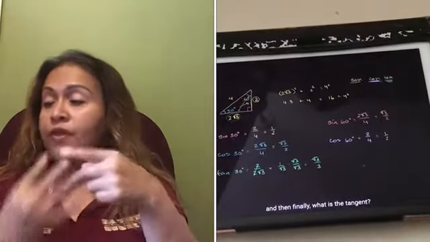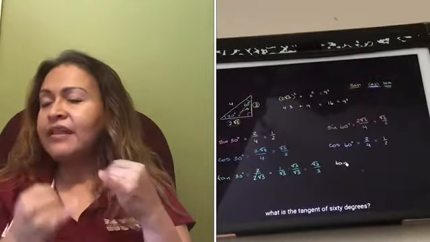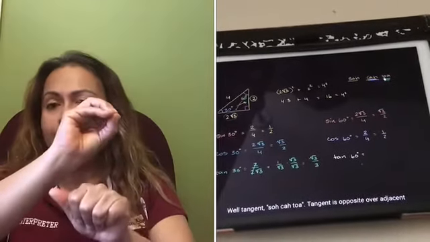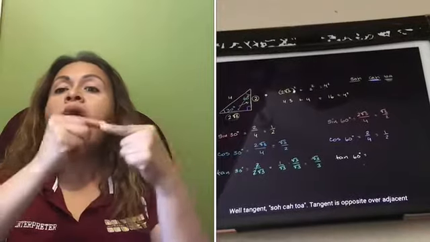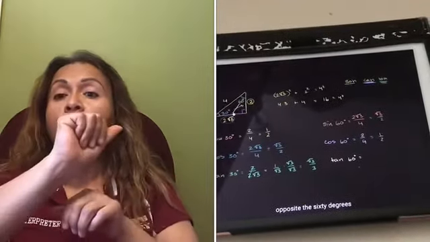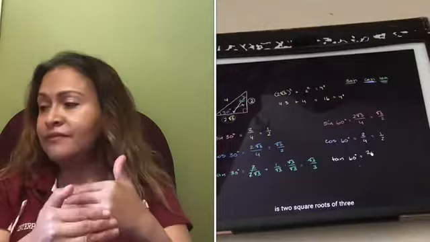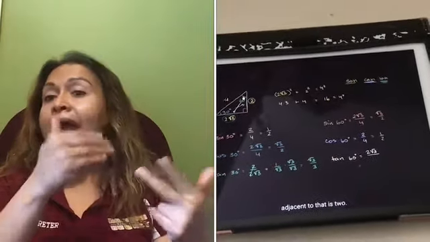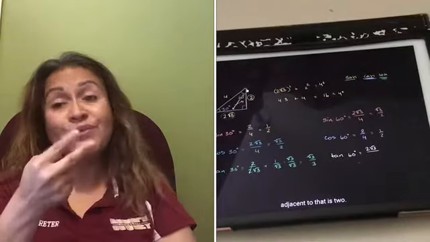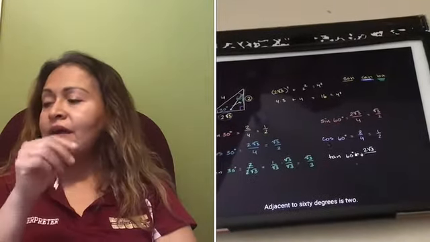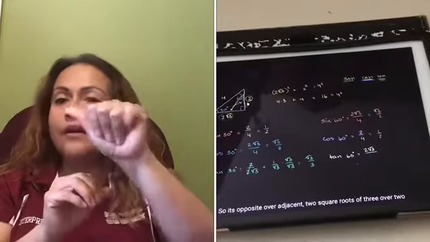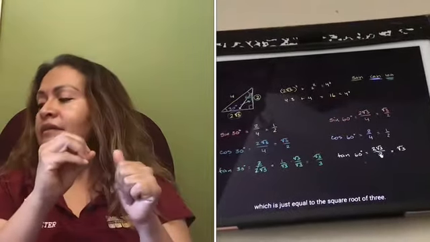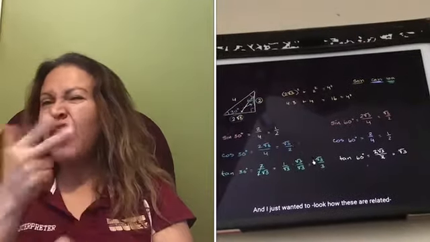And then finally, what is the tangent? What is the tangent of 60 degrees? Well, SOHCAHTOA, tangent is opposite over adjacent. Opposite the 60 degrees is 2 square roots of 3. And adjacent to 60 degrees is 2. So it's opposite over adjacent, 2 square roots of 3 over 2, which is just equal to the square root of 3.